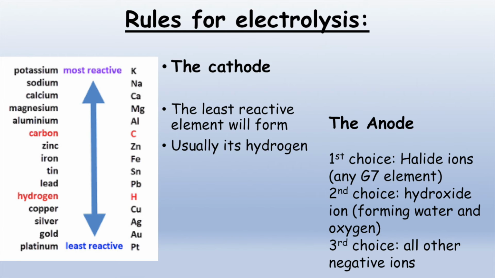At the anode, it is slightly more complicated. If there is a halide ion present, such as a chloride, then this will form. If there are no halides, the hydroxide ion will form, by producing water and giving off oxygen. In the event that there are no halides or hydroxides, the other negative ions will form as elements.